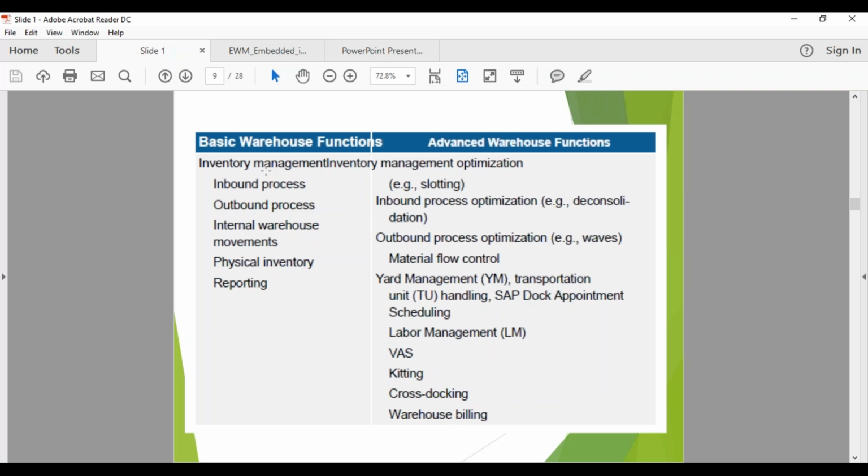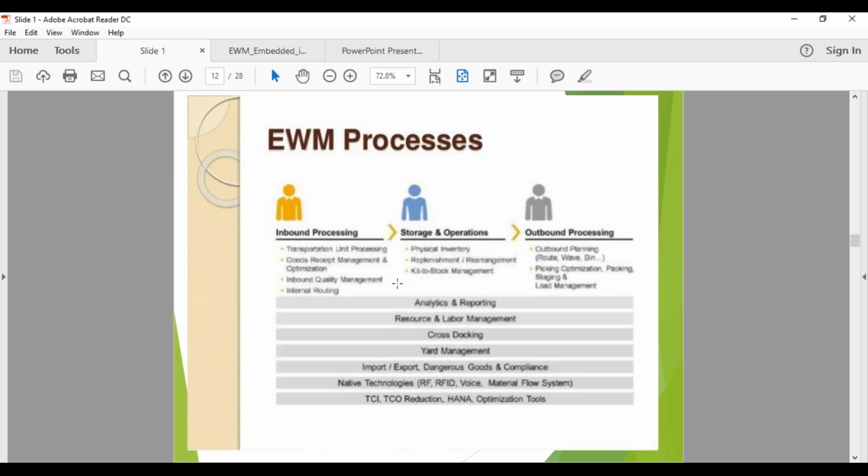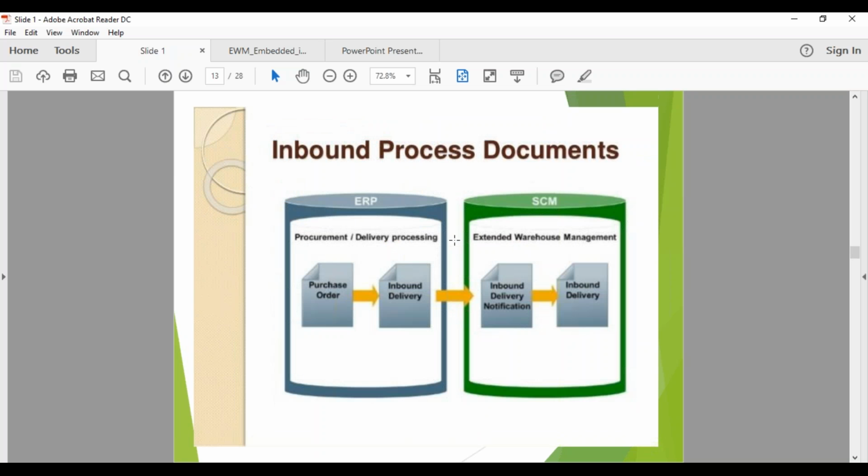And then further what are the various warehouse functions, like basic warehouse functions, which are available with the same license, and advanced warehouse functions with an additional license. That part we have discussed. And multiple processes: we have goods receipt, unloading, put away, and then at the outbound delivery level, picking, goods issue, loading. We have discussed slotting, picking and replenishment, and then cycle counting and the physical inventory process in this class. And then we have discussed the various extended warehouse management processes: inbound delivery processing, outbound delivery processing, storage and operations.